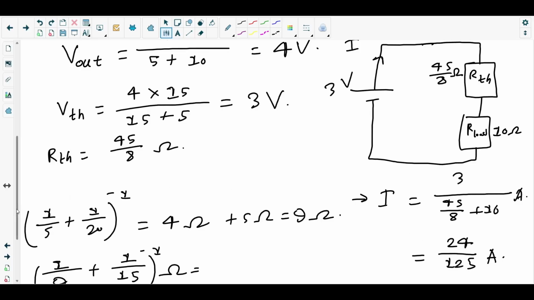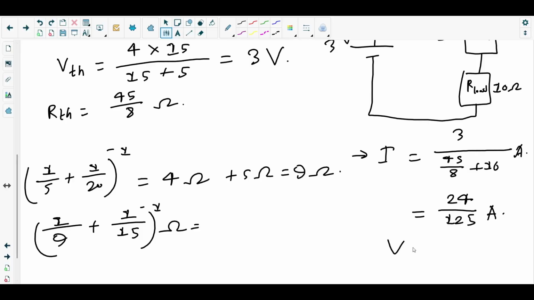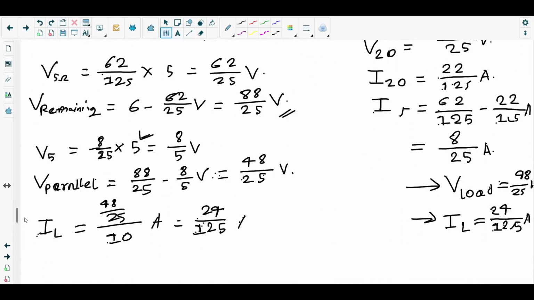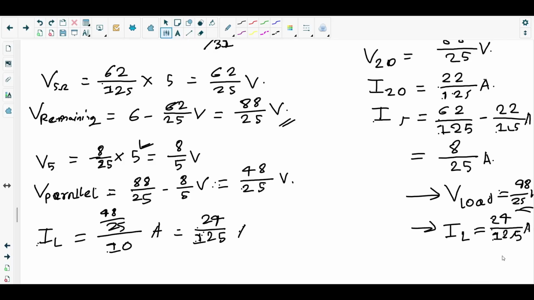And the PD across the load resistor, V equals IR. So 24 over 125 times its resistance, which is 10, that much volt. Multiply by 10, you will get 48 over 25 volt. And this is exactly similar to what we got from the original circuit. 48 over 25 and 24 over 125, exactly similar.